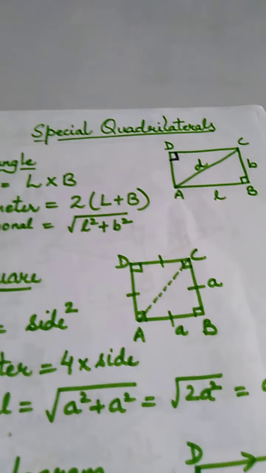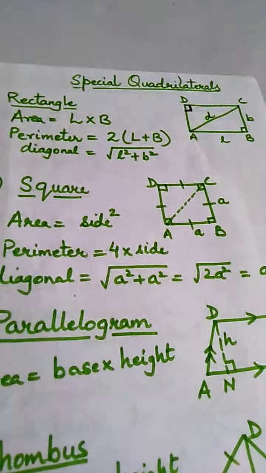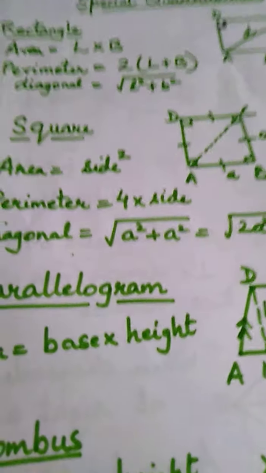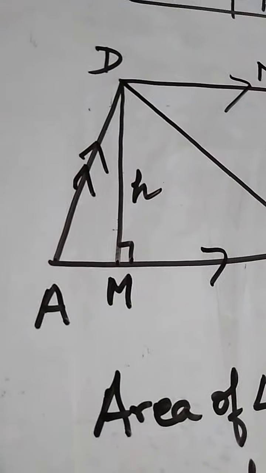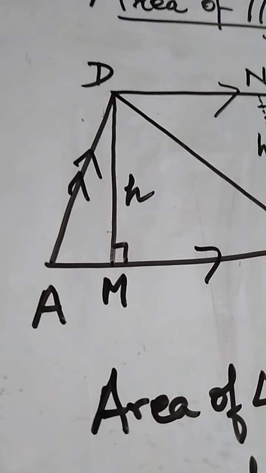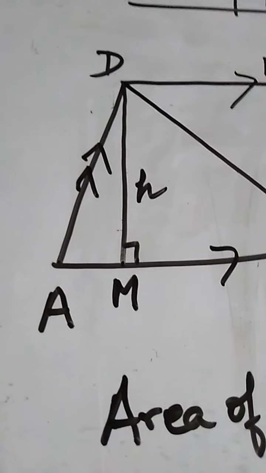So what is the area of a parallelogram? It is base multiplied by height, because the area of a triangle is half into base into height. So the area of a parallelogram is 2 into half into base into height. That gives you base multiplied by height.